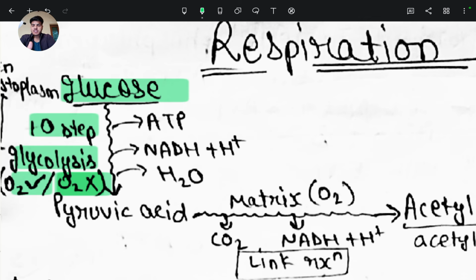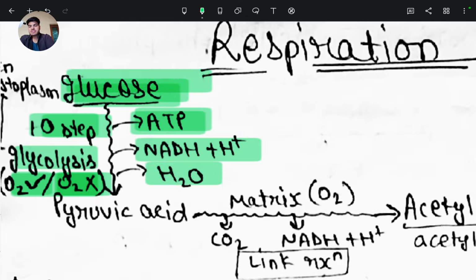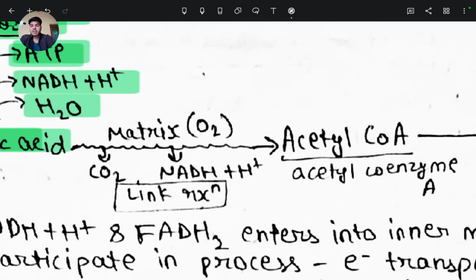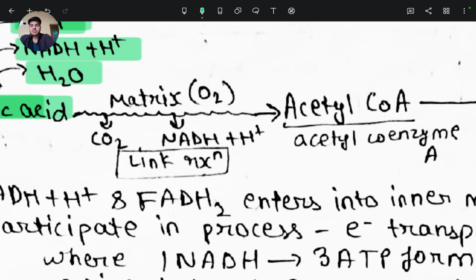So glycolysis is a process independent of oxygen, and it is a 10-step process in which ATP is extracted, NADH and H plus, and H2O are also extracted. In glycolysis, glucose partial breakdown takes place to form pyruvic acid. Then this pyruvic acid is transferred to the matrix of the mitochondria.